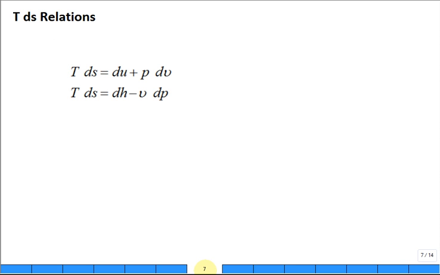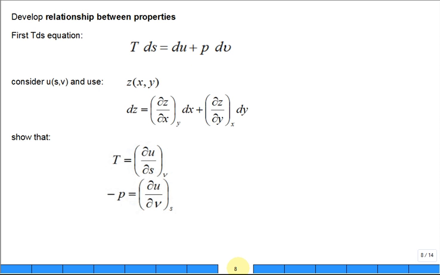There are already some property relations we've been exposed to out of Chapter 6 when entropy was a new property. When we had the new property entropy, we tried to put it in terms of changes in internal energy, changes in volume, changes in enthalpy, changes in pressure. These are examples of thermodynamic property relationships, and they're a fundamental building block of a lot. This is one way we can start with those and get new relationships.